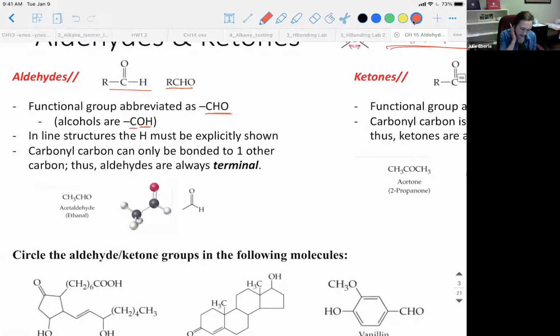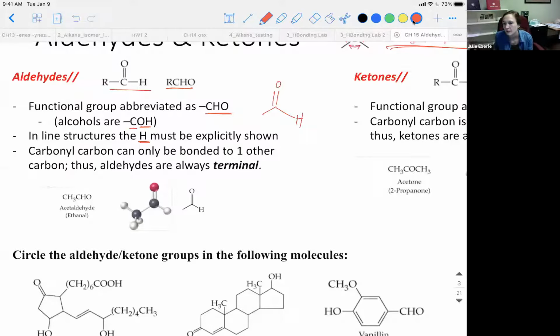Okay, now in a line structure, you have to draw the H in. What that means is, if I draw my aldehyde like this, a carbon and just two lines like that, I've actually not drawn an aldehyde. Well, that's not a complete line structure. In a line structure, you don't draw the carbon in, right? So it would actually be like that, sorry. So that's not an aldehyde. So you have to explicitly show the H if you're drawing an aldehyde.